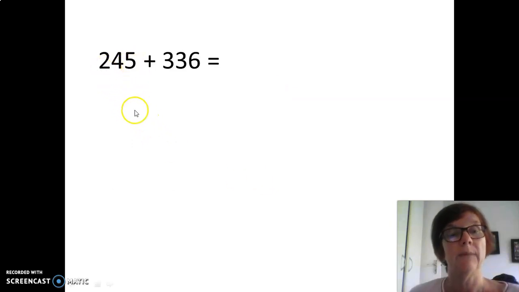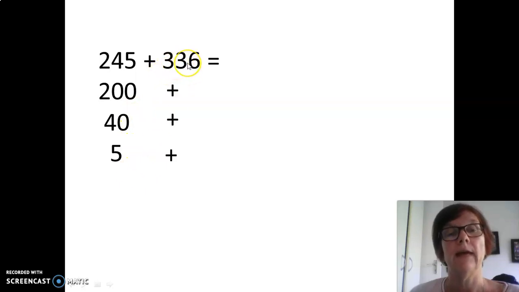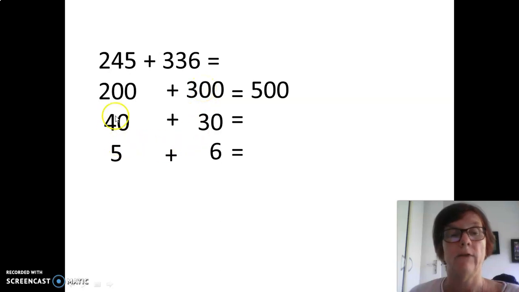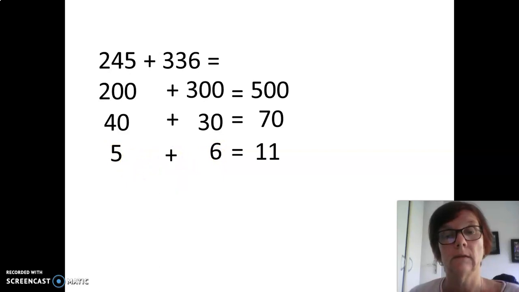So we're going to break up 245, and then we're going to add 336, and we're going to say equals 200 plus 300, 500. 40 plus 30, 70. 5 plus 6 or 6 plus 5 is 11. Did you say that? Right. 500, 70, 11. No such number.